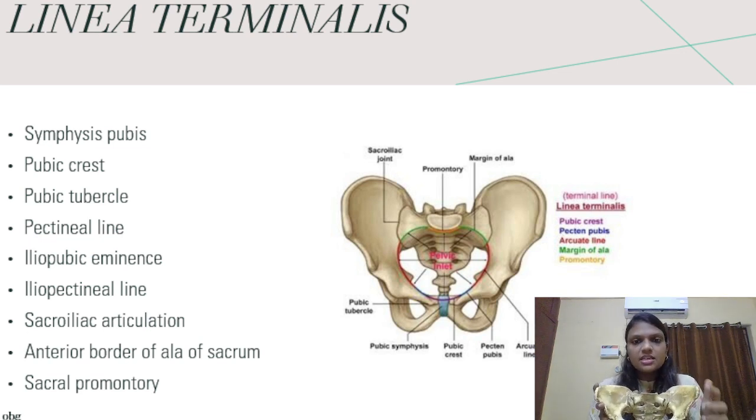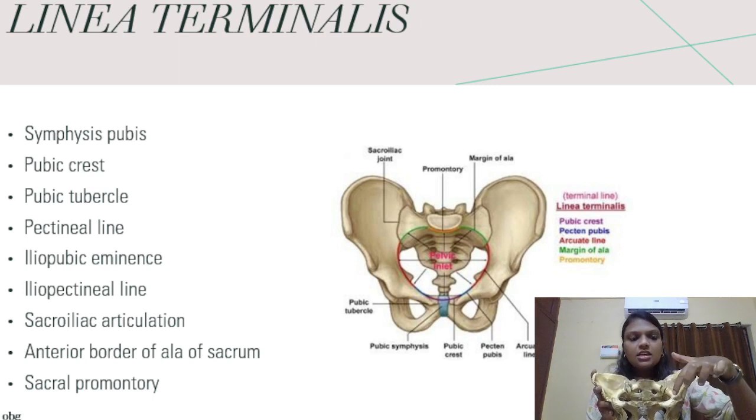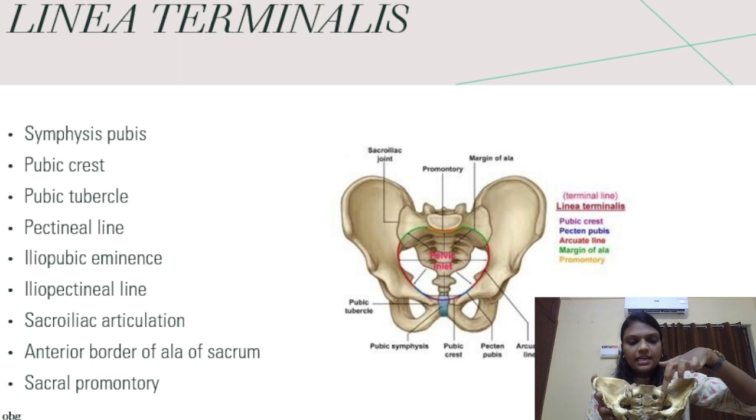Anteriorly it begins from the pubic symphysis, pubic crest, pubic tubercle, pectineal line, iliopubic eminence, iliopectineal line, sacroiliac articulation, anterior border of the ala of the sacrum and the sacral promontory. These 9 points on either side of the pelvis form the linea terminalis.